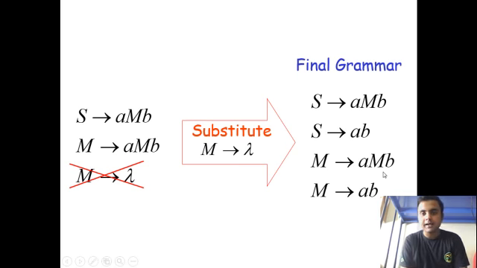So our new final grammar is capital S tends to small a, capital M, small b. Capital S tends to small a, small b. Capital M tends to small a, capital M, small b. And capital M tends to small a, small b.